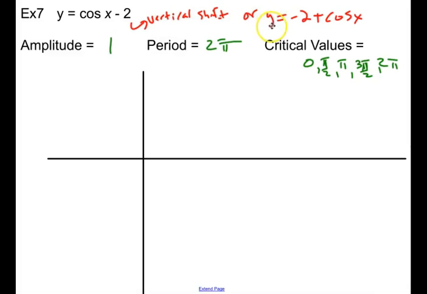I also might see it like y is equal to negative 2 plus the cosine of x. These are actually the same two equations, but in either case, the negative 2 is not inside the function, so it's a vertical shift down 2.